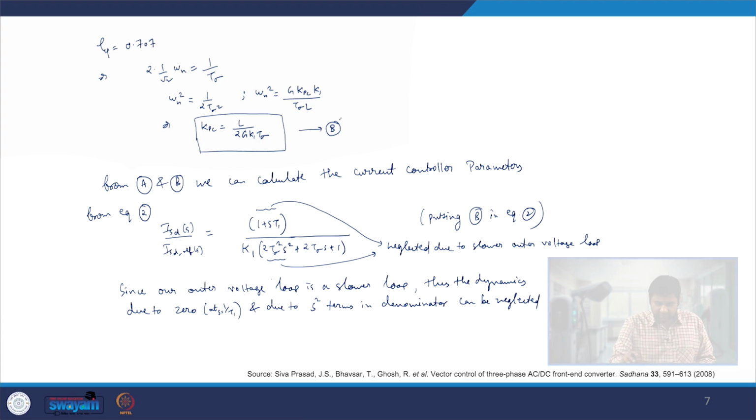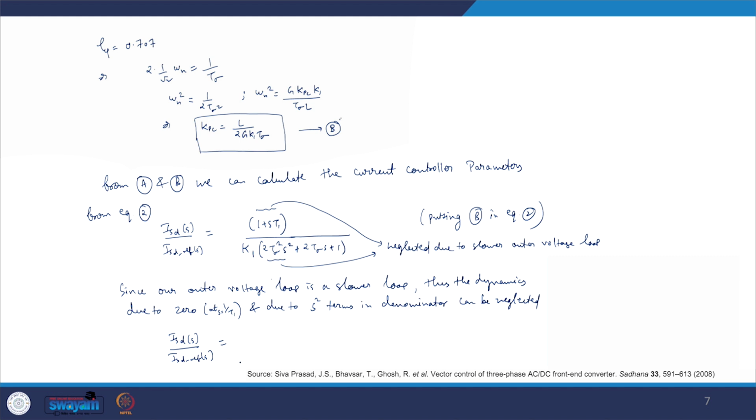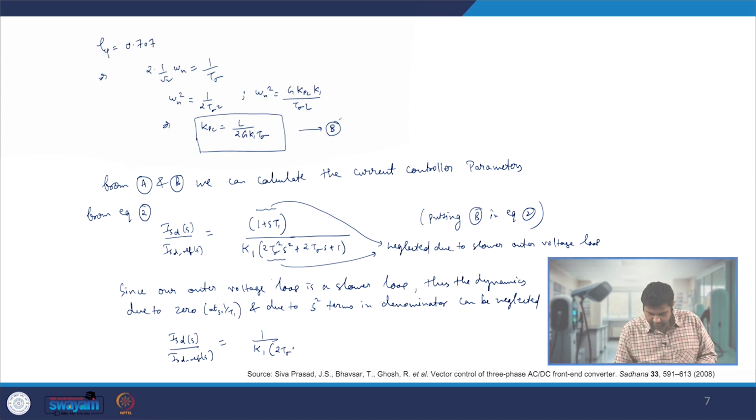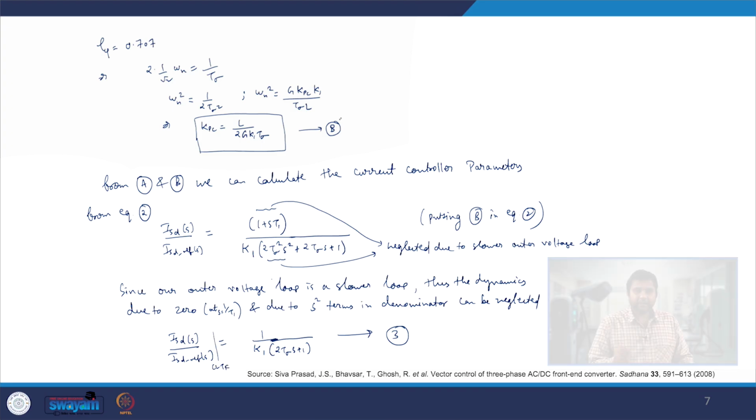So our ISD over ISD reference, which is the closed loop transfer function, boils down to 1 by K1 divided by (2 T sigma s + 1). Let us define this as equation number 3, and this is nothing but the closed loop transfer function of the inner current loop.